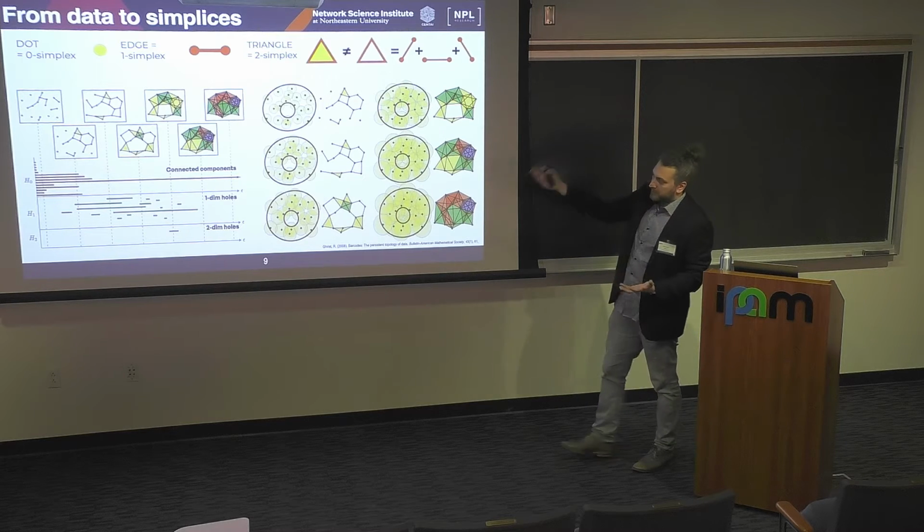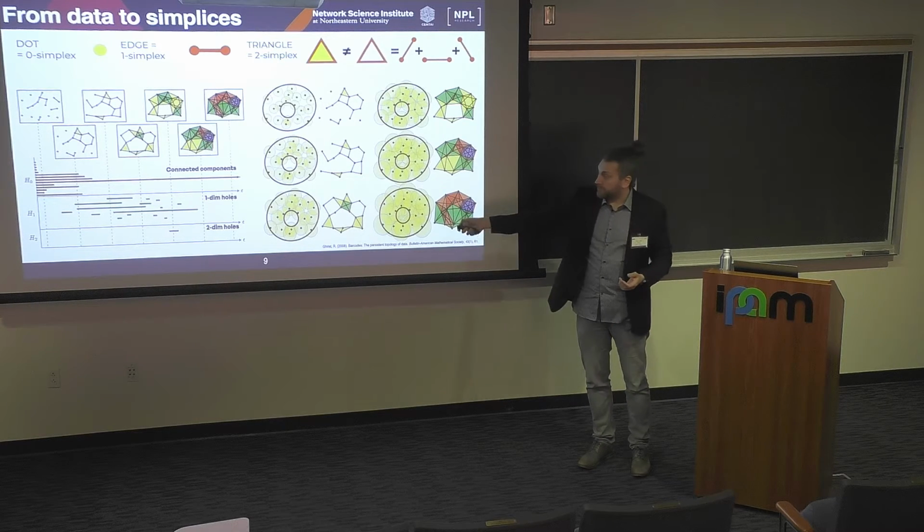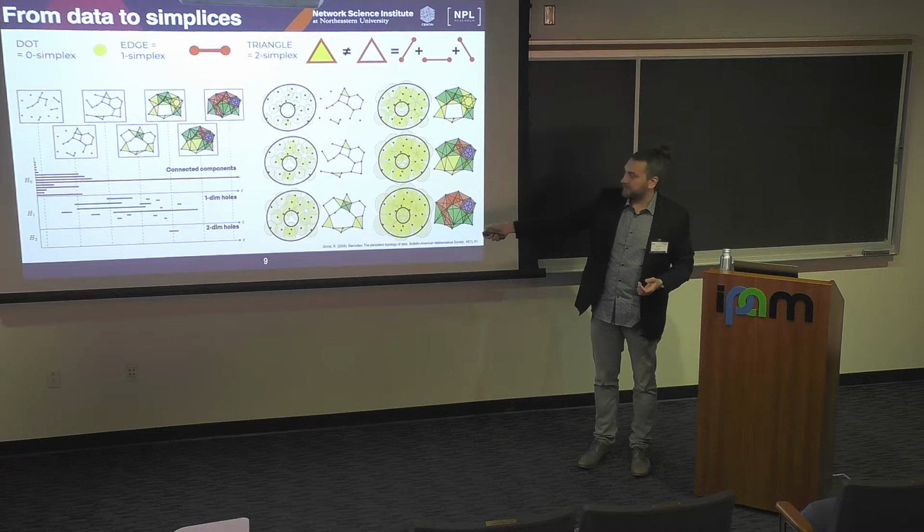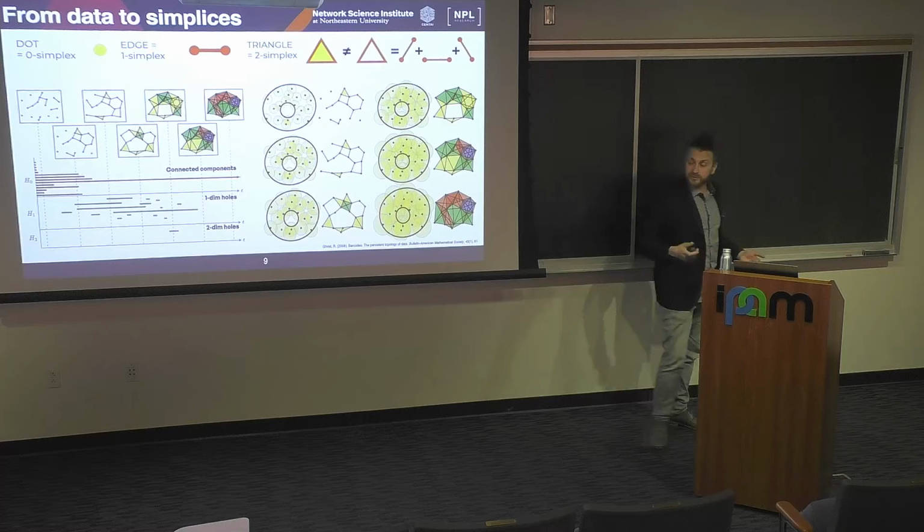What are topological features? Well, the obvious one is connected components. You start with many, and then they merge together, and then at the end, there can only be one. Highlander quote for you there.